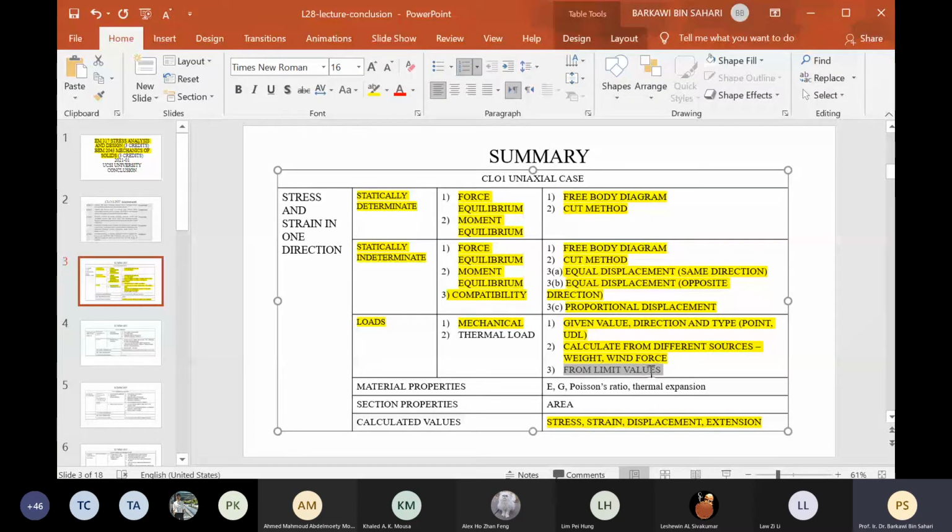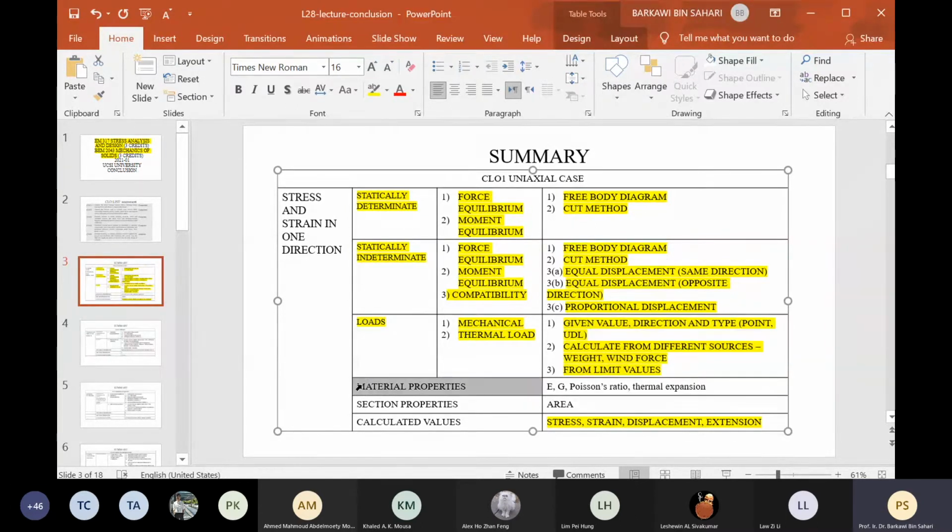And sometimes we don't give you loads, but we give you the limits of stress value. So it's not actually a load. It's just saying that this thing is loaded. We have not discussed that one. Another one that is given is also thermal load. Thermal expansion will generate some stresses. So for the uniaxial case, it covers these two. Just understand the difference between given loads and loads that need to be calculated from different sources.